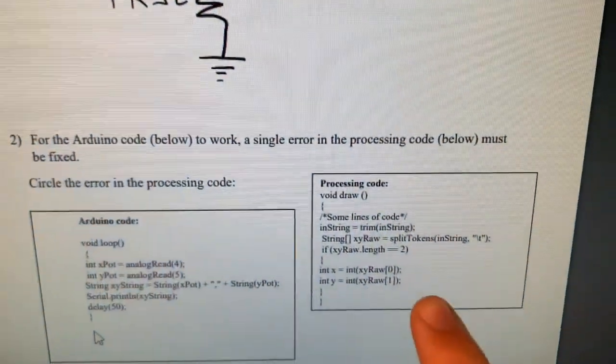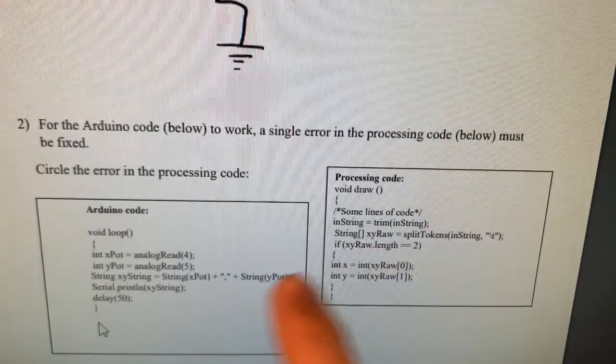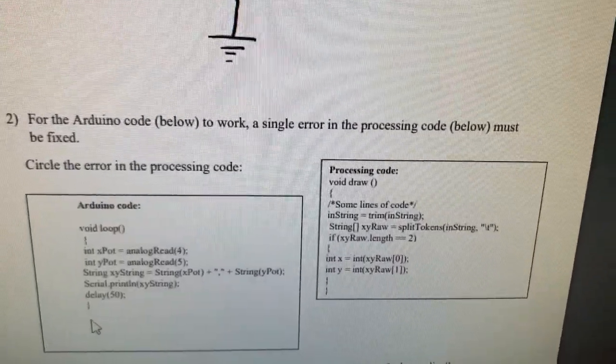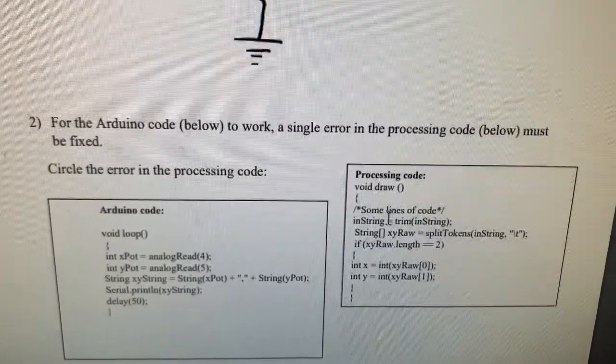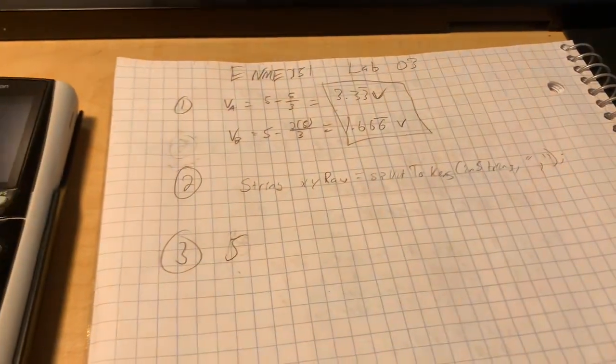For number 2, I found an error in the split tokens line because it is reading in a tab character but being given comma characters, and so it will not read in the tokens or split them properly. And for the third one, the code plots a circle of radius 5, diameter 10.